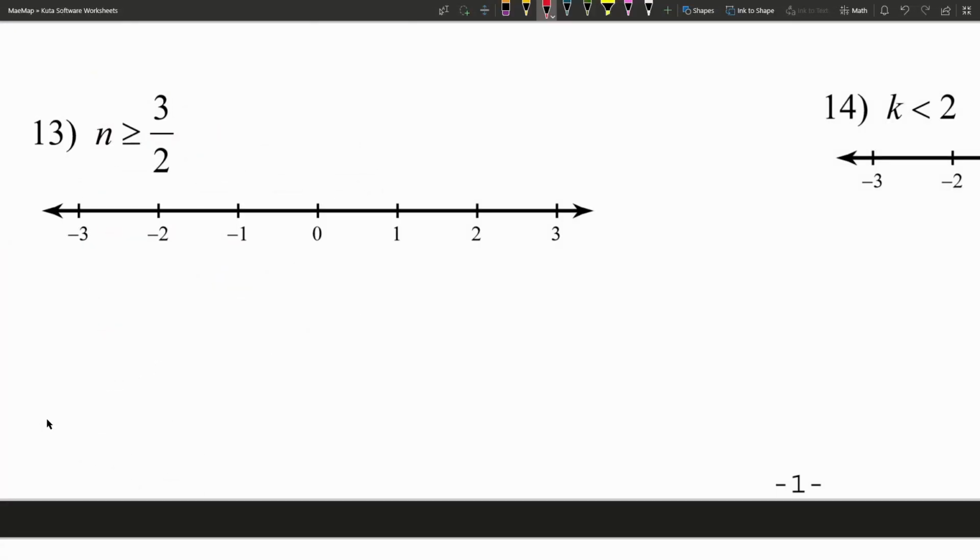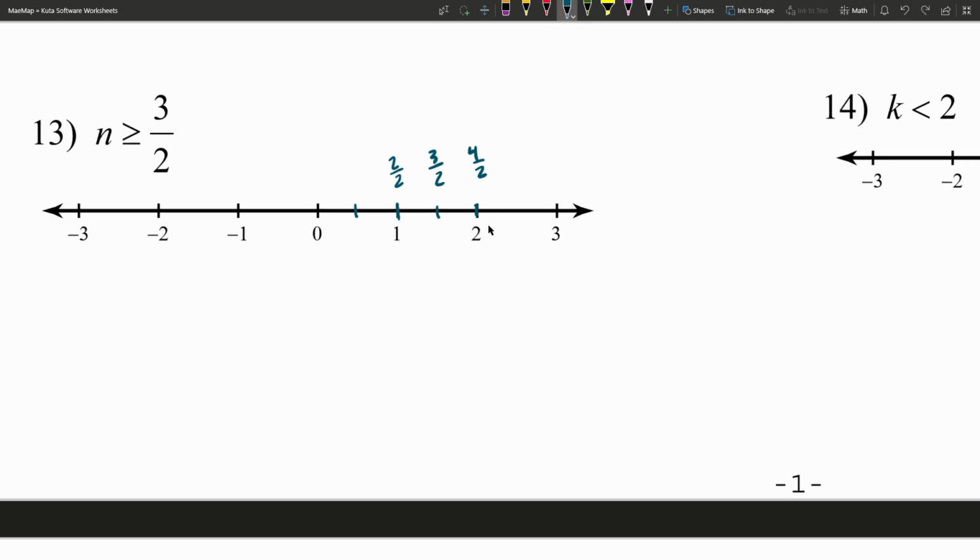For number 13, now we're getting into fractions. I have that n is greater than or equal to 3 halves. So there's a couple different ways we can think about this. We can rewrite it as a mixed number, or we can break the number line up into halves and count 3 halves. So here is 1 half. Here is 2 halves, because remember 2 over 2 is the same as 1. Here would be 3 halves, and here would be 4 halves, because 4 divided by 2 is a positive 2.